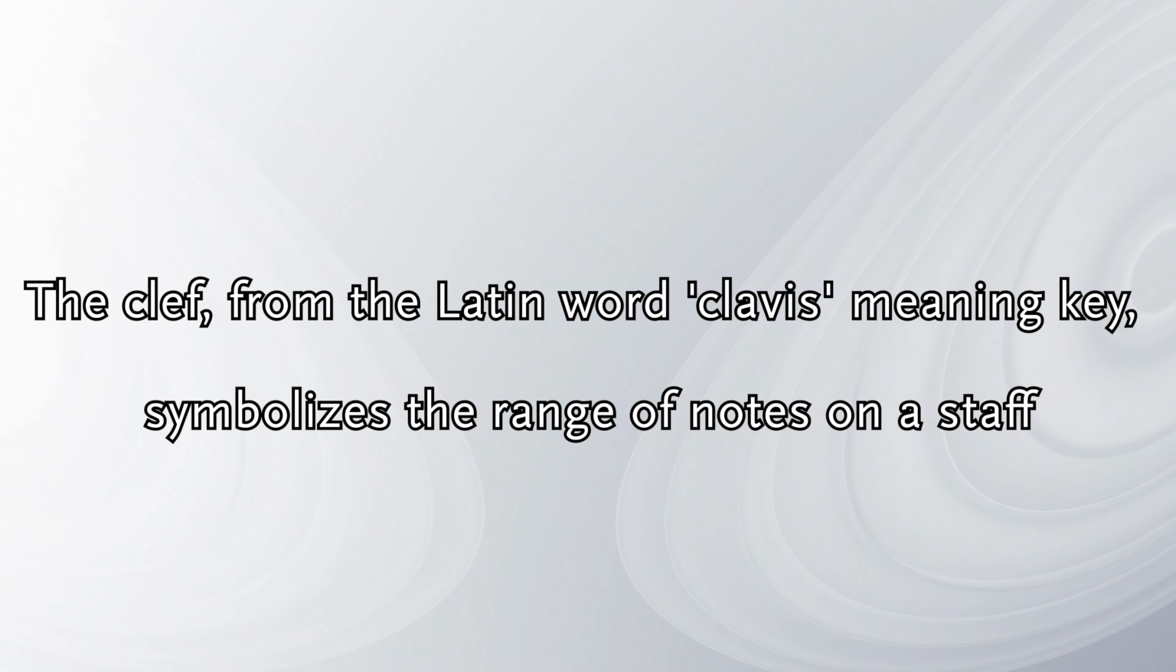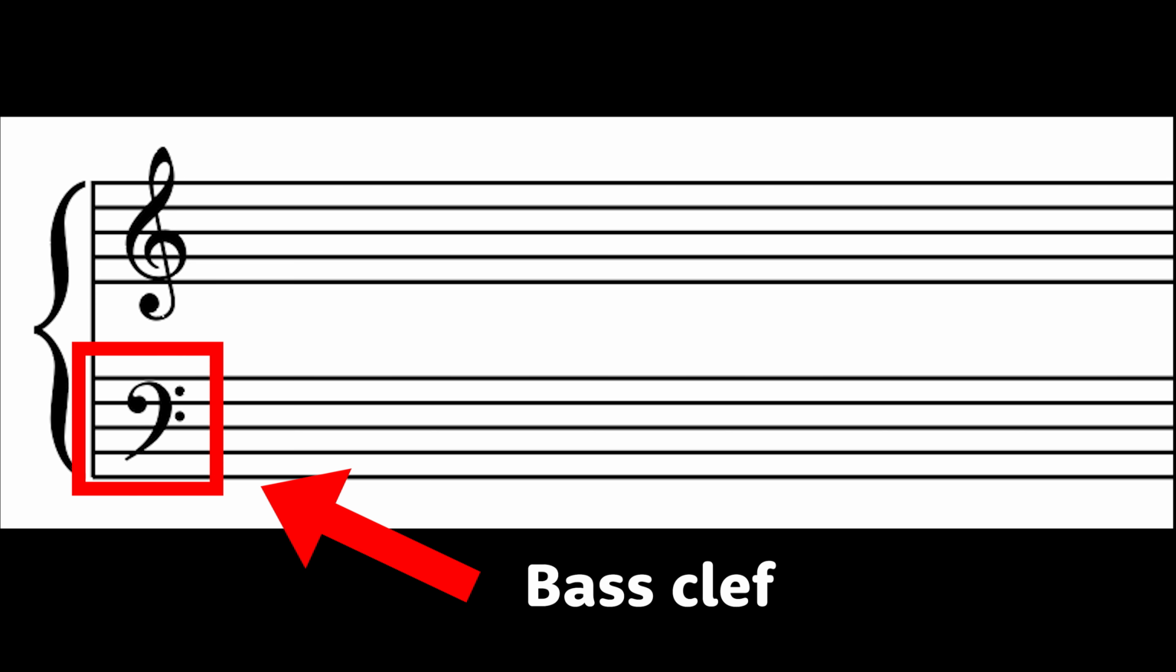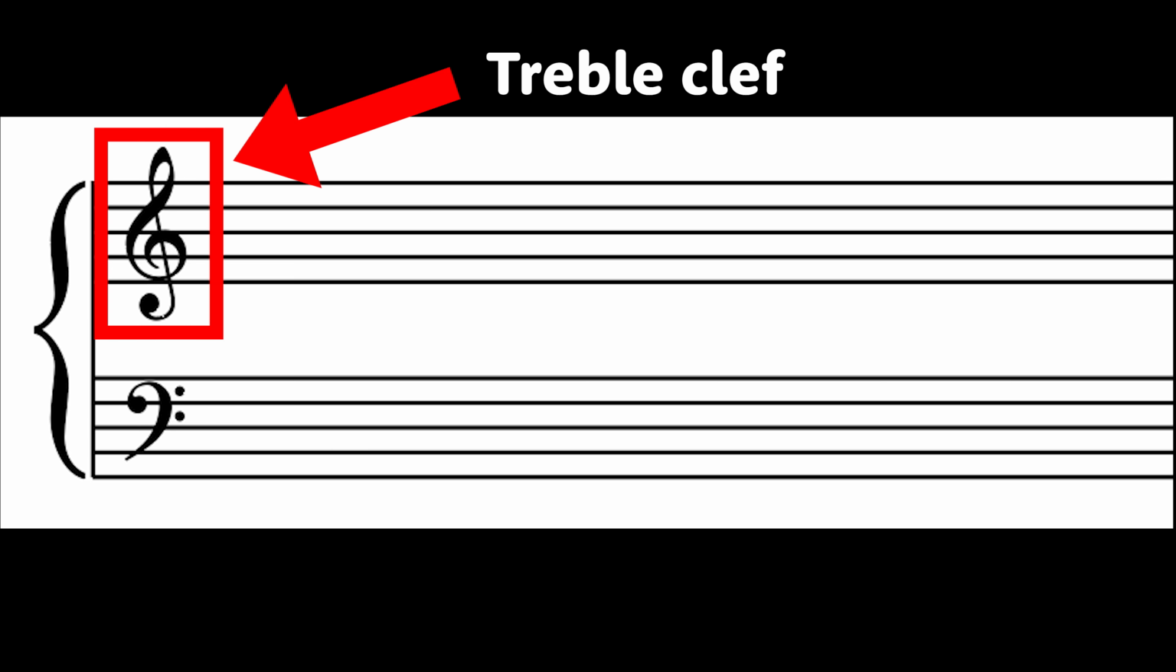The clef, derived from the Latin word clavis, meaning a key, is a symbol that indicates the range of notes represented on a specific staff. Throughout the history of music, various clefs have been used, but the most common ones today are the bass clef for low notes and the treble clef for higher notes. The treble clef is the most commonly used clef.